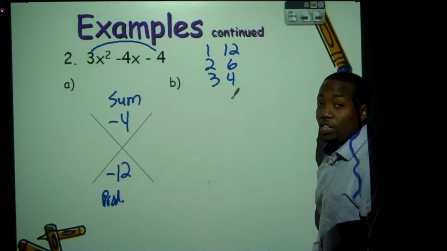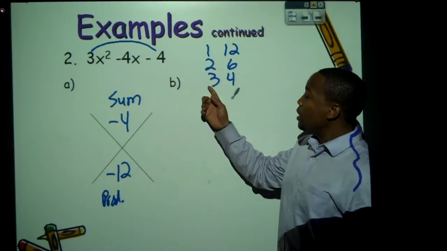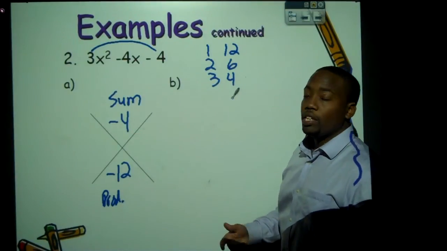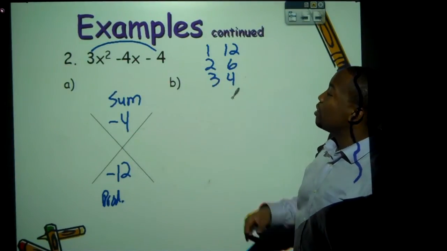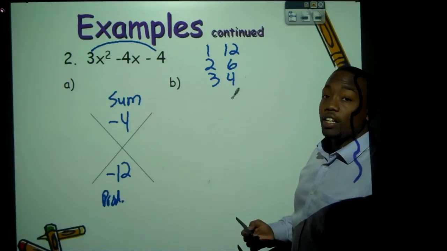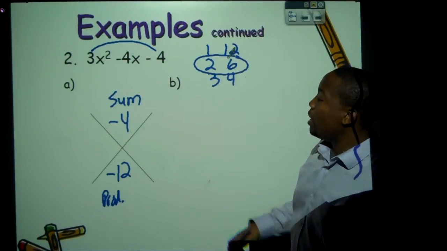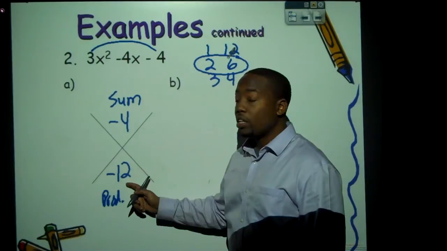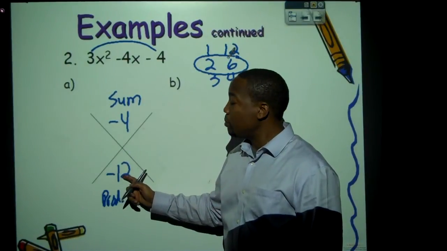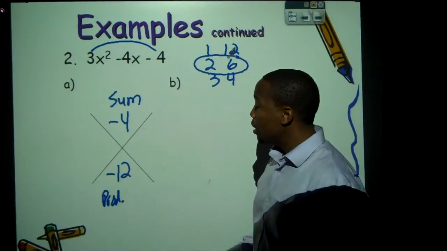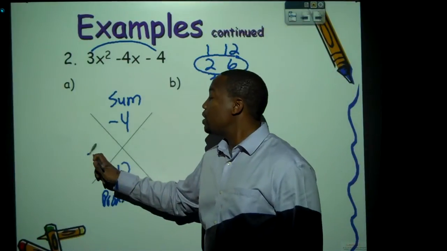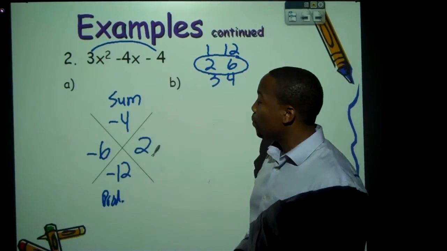Now this was a little bit trickier, but not really. Can I do anything to this to give me negative 4? No. Can I do something to this? Yes, I can. Now, when I have a negative here and a negative here, what does that mean? One number has to be positive and one number has to be negative, right? So that means that I need a negative 6 and a positive 2.